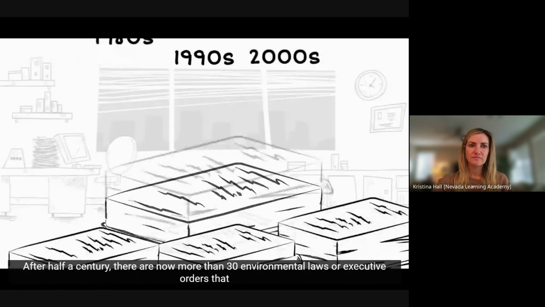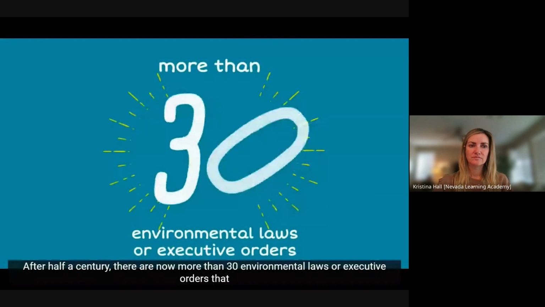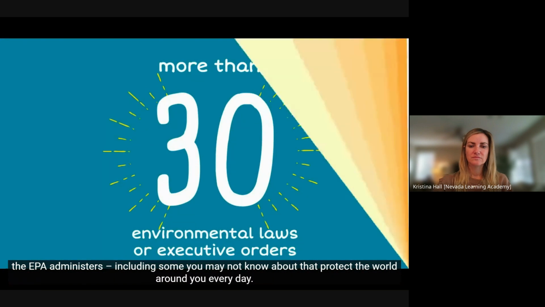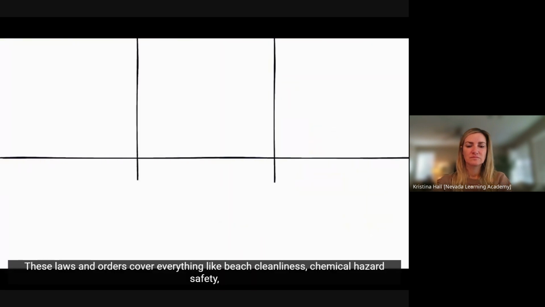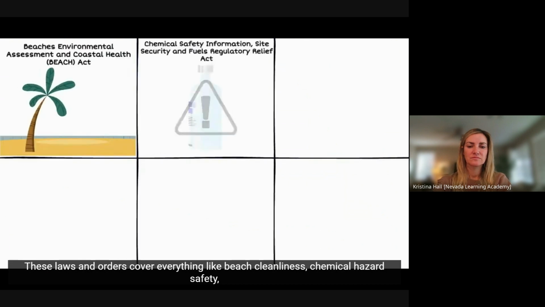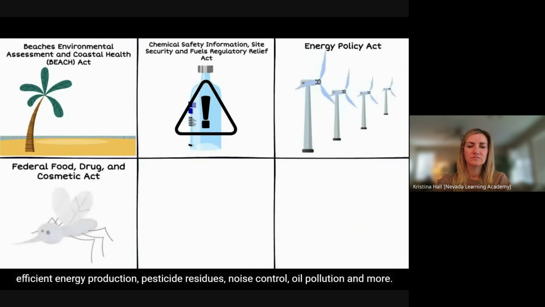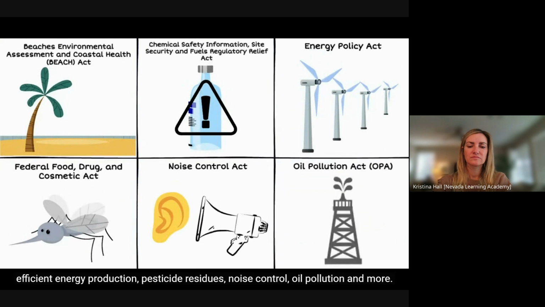After half a century, there are now more than 30 environmental laws or executive orders that the EPA administers, including some you may not know about that protect the world around you every day. These laws and orders cover everything, like beach cleanliness, chemical hazard safety, efficient energy production, pesticide residues, noise control, oil pollution, and more.